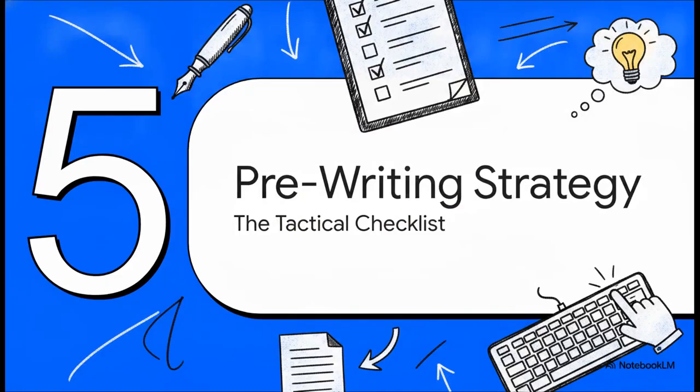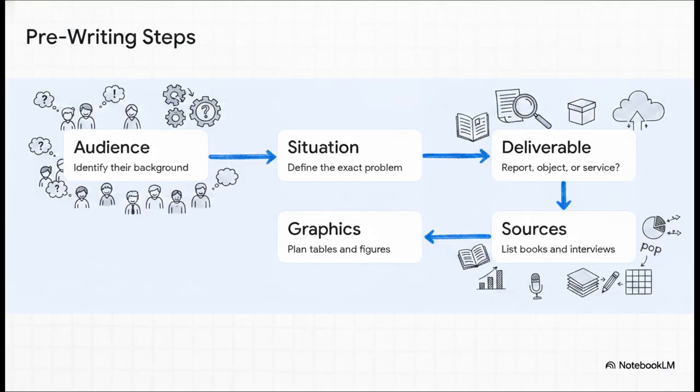And finally, Section 5, your pre-writing strategy. So the crucial point is that now that we understand the complete structure of a proposal, we need a tactical checklist. These are the 5 steps you absolutely must complete before you even touch a keyboard. First, audience: who exactly are you writing to, and what's their technical background? Second, situation. What is the exact problem and location you're dealing with? Third, deliverable type. Are you handing them a research report, a physical object, or a service?